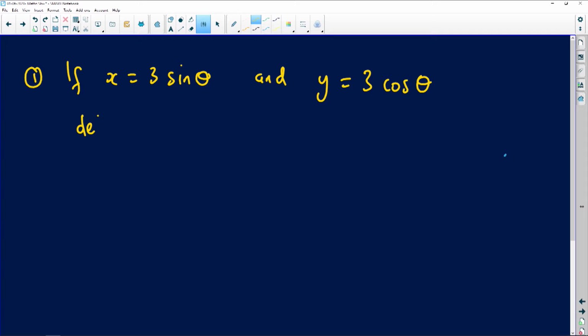We need to find, the examiner is asking us to determine x squared plus y squared. We need to find the value of x squared plus y squared. This is the first part of the question. To me, this looks pretty simple. It starts from grade 8.